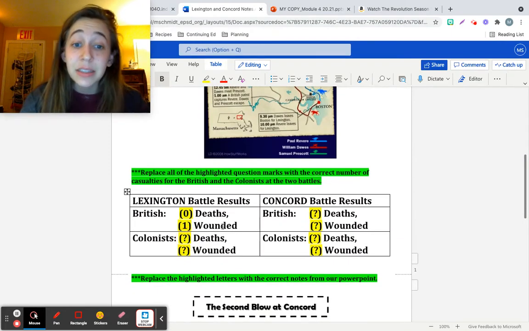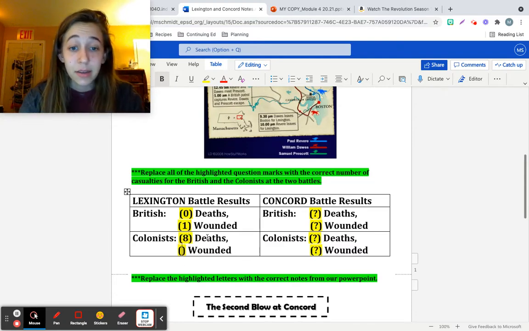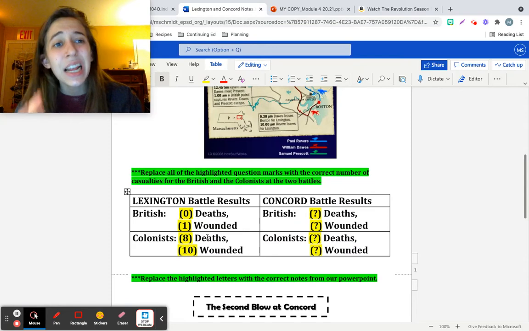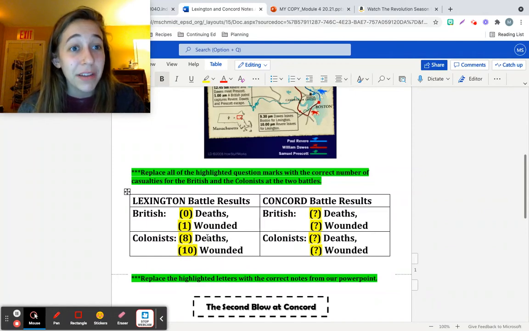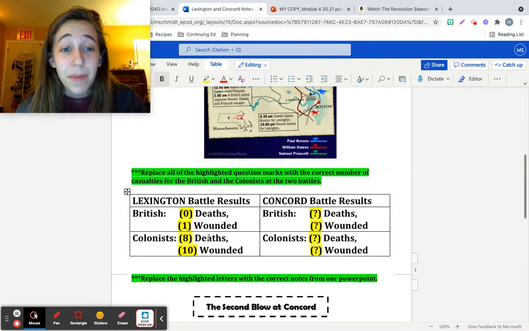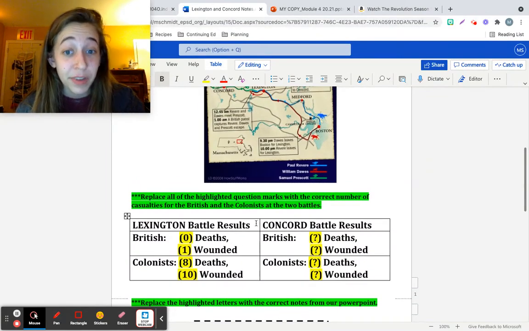But for the colonists, we had 8 deaths and 10 wounded. So that's not a lot of people total, but already we can see that it kind of looks like a win for the British and a loss for the colonial army. And now, without anything to stop them, they're moving on to Concord.